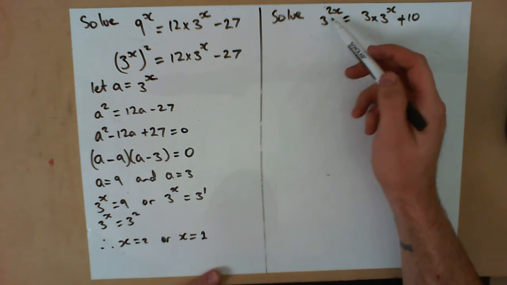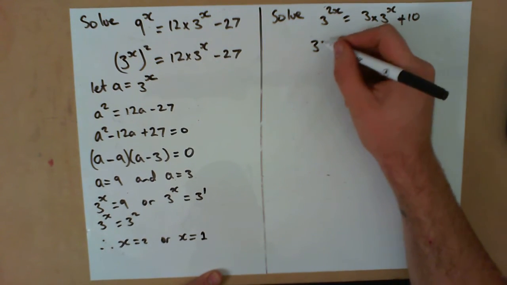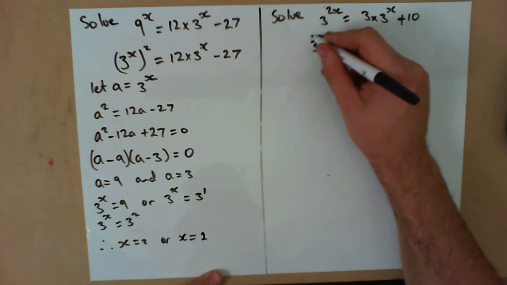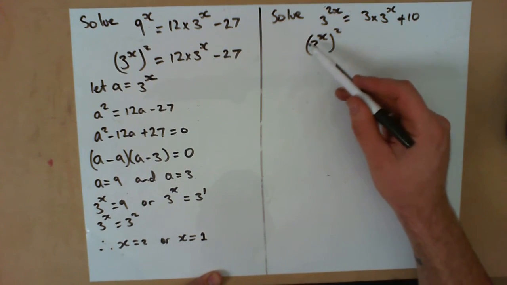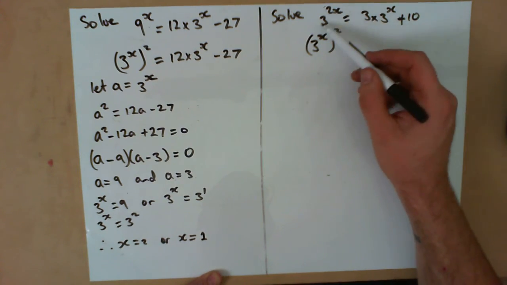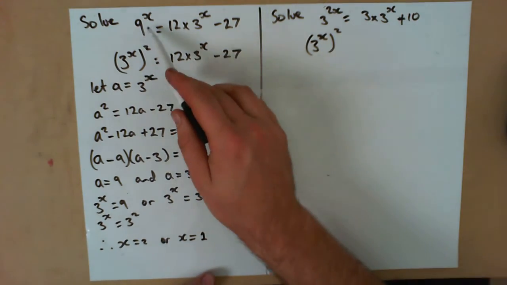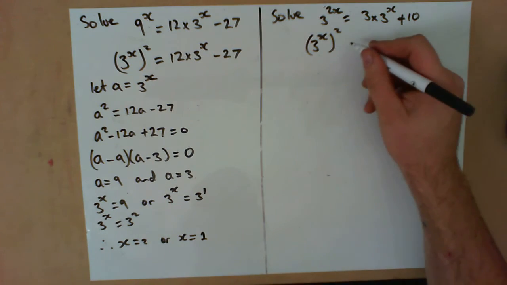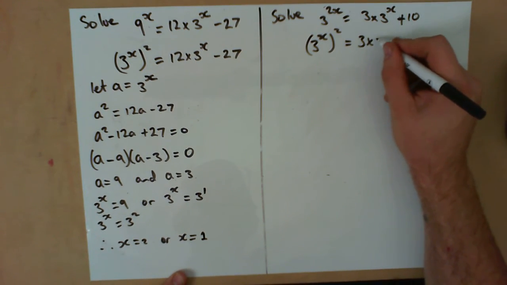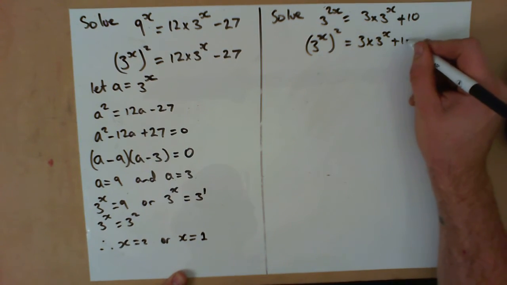Okay, because we've got 3 to the 2x, but we can really think of that as 3 to the x squared. We're really undoing one of our index laws, because one of our index laws says we can go from this to this. So we're really reversing it. Same idea here. We're reversing our process. Okay, and then we can say we've got 3 times 3 to the x plus 10.